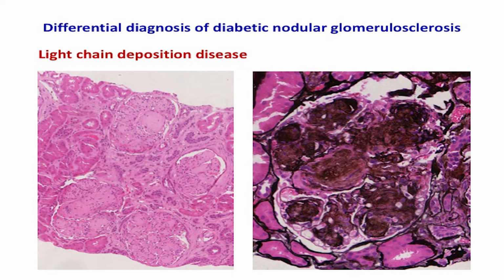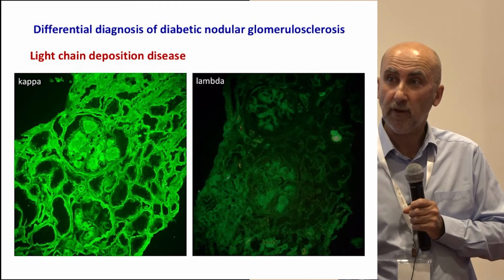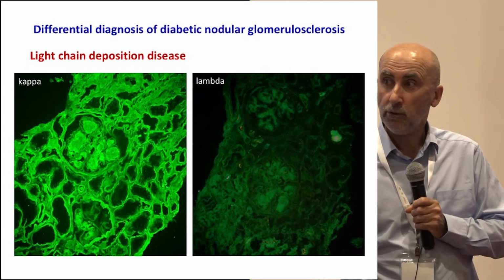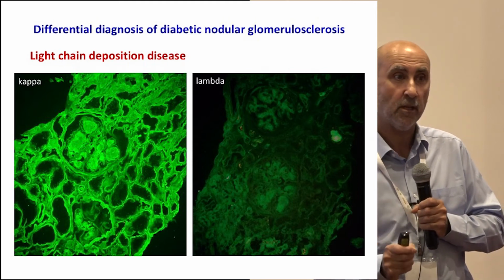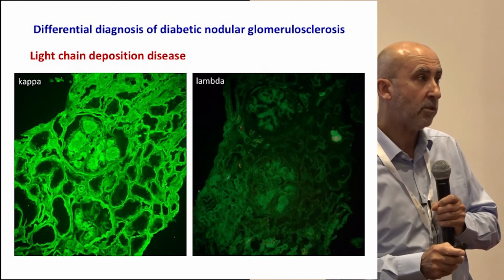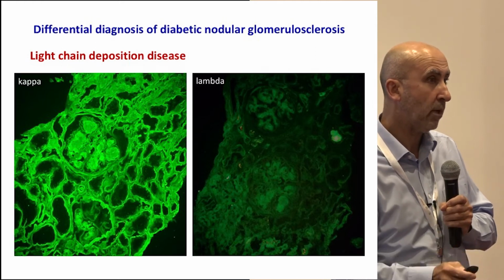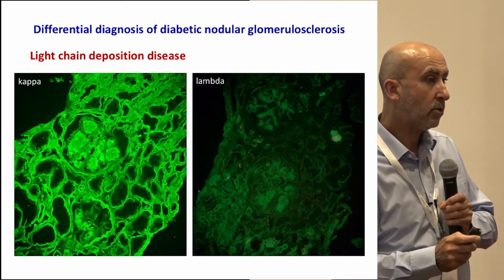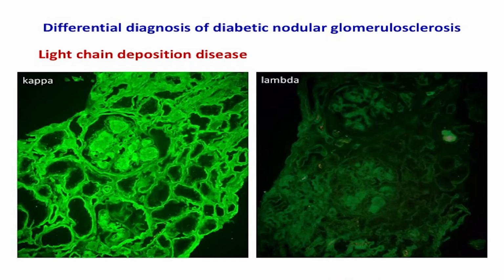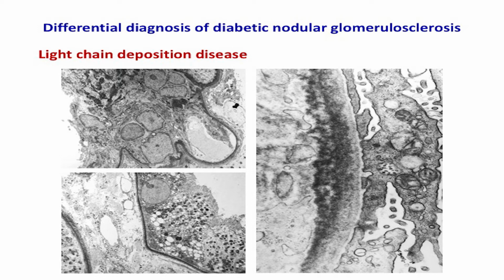Based on light microscopy, that distinction will be very, very difficult for me to make. So your pathologists need to have access to really good immunofluorescence or electron microscopy. So that's what light chain deposition disease would look like. In this case, it was kappa deposits in the glomeruli and tubular basement membranes. And the EM looks very different from diabetes.